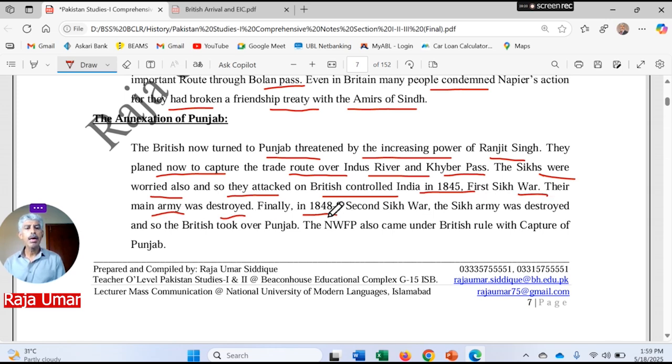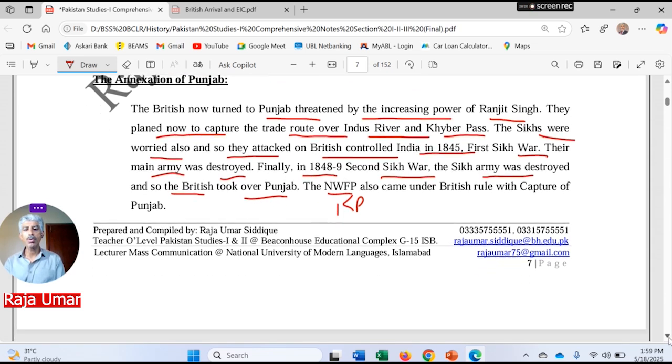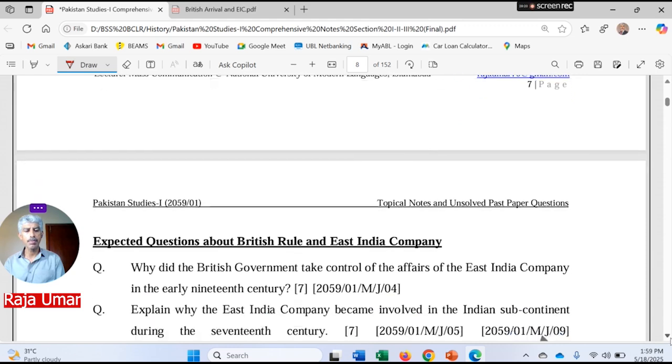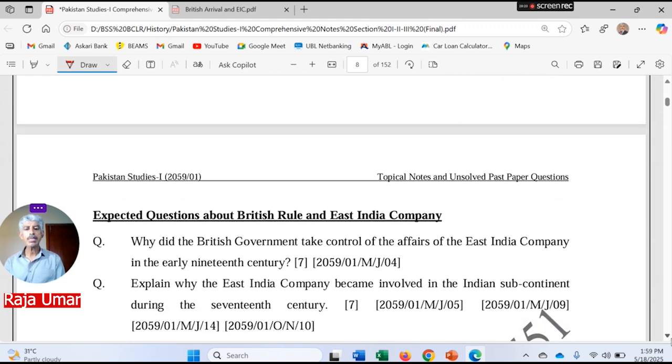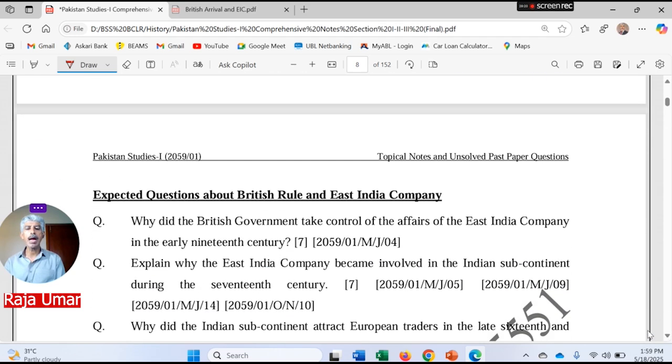Finally, in 1848-49, Second Sikh War, the Sikh army was destroyed, and so the British took over Punjab. The NWFP, I mean the current Khyber Pakhtunkhwa, also came under the British rule with the capture of Punjab, as the Sikh government was of Punjab and Khyber Pakhtunkhwa as well. So these were the topics which were related to the East India Company and the arrival of the British, how they were able to take control.